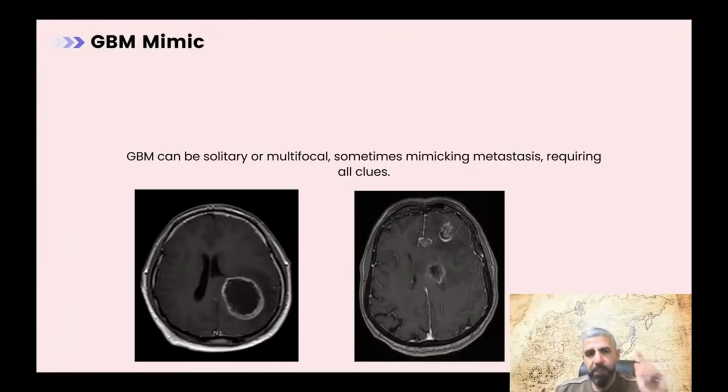can be multifocal. Rarely, but it can be multifocal, sometimes mimicking metastasis. So we need all kinds of clues. This is a unifocal and this is a multifocal GBM. It's rare, but it happens. So in your differential, don't forget multifocal GBM if you get a case like that, and look for all clues. Diffusion in the wall is a very big hint, okay?